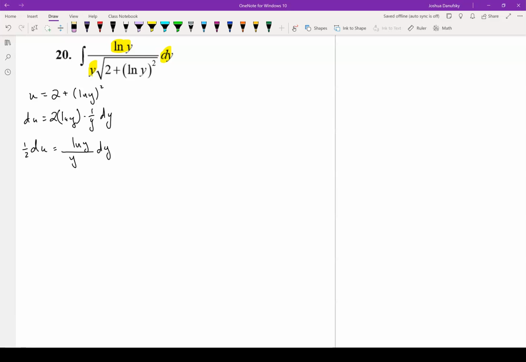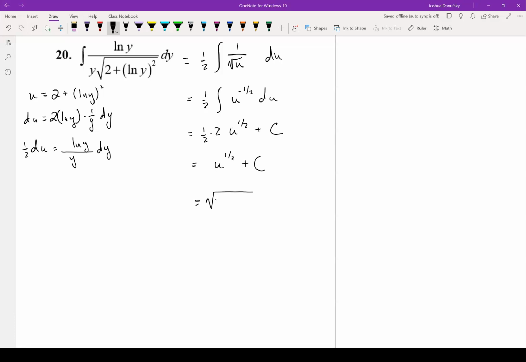And so this integral simplifies really nicely. In other words, we have 1/2 the integral, the ln y in the numerator, the y in the denominator, and the dy all become 1/2 du, and we're left with 1 over the square root of u. And that's it.